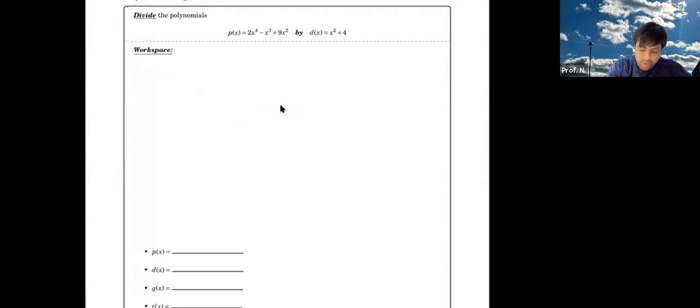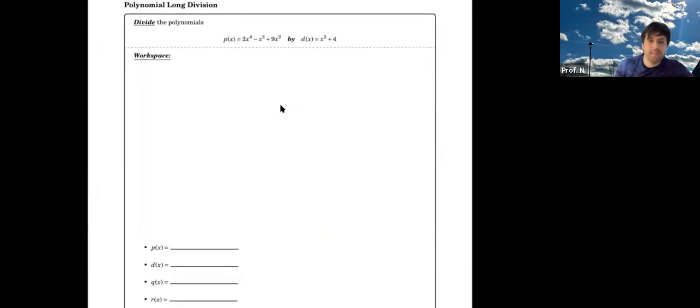All right, so we're going to do the same exact thing now for this example here. As you can tell, the powers or the degrees of the polynomials are a bit higher. So this polynomial long division process works for any kind of polynomial. So let's go about our business here. So x squared plus 4, that's my divisor. And then we got 2x to the fourth minus x cubed plus 9x squared.